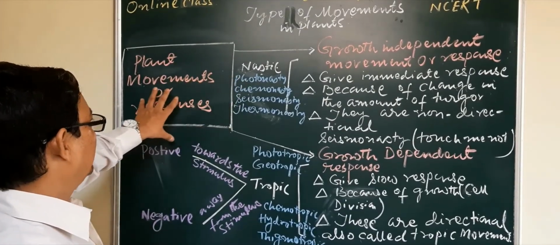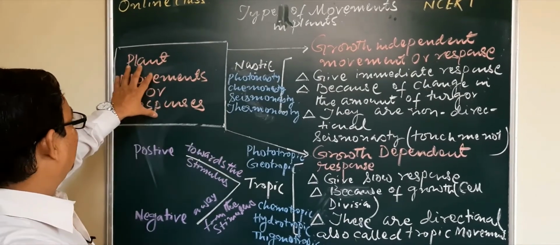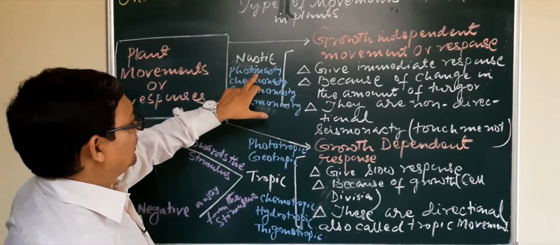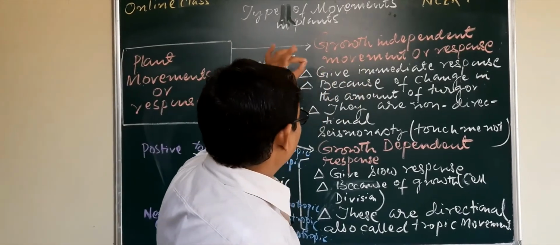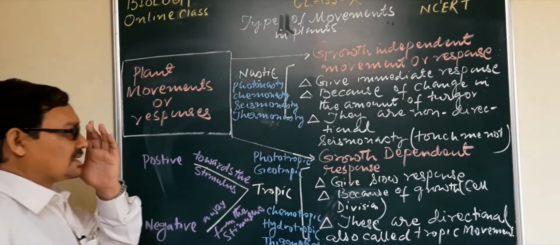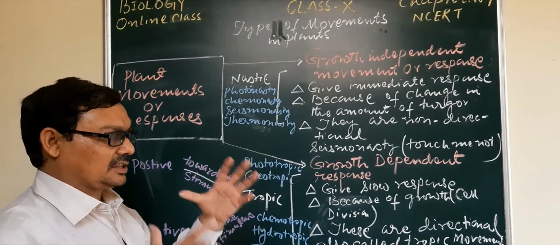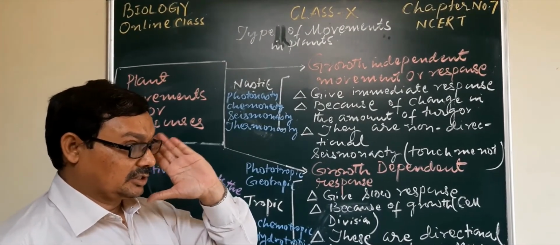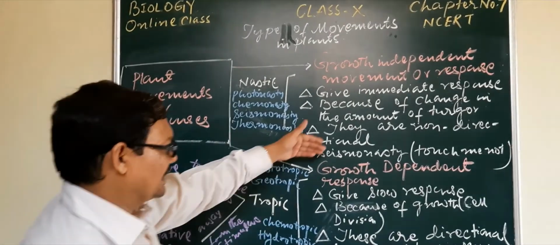Here is the summary of the types of movement in plants that we have discussed so far. It is very important. Plant movements are responses. They may be nastic, or they may be tropic. Depending upon the stimulus, there may be photonasty, chemonasty, seismonasty, thermonasty. These give an immediate response because of a change in the amount of turgor. In the region of the pulvinus, there is an accumulation of water that looks like a swollen part, but when the water moves away during the response, there is no firmness of that swollen part. That is seismonasty, which you have seen.